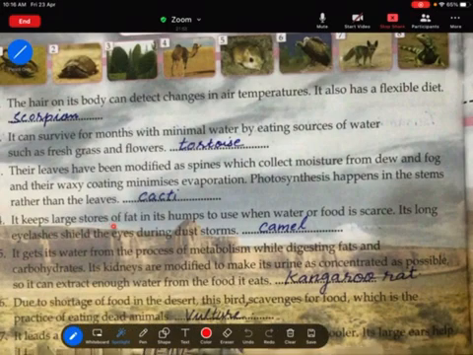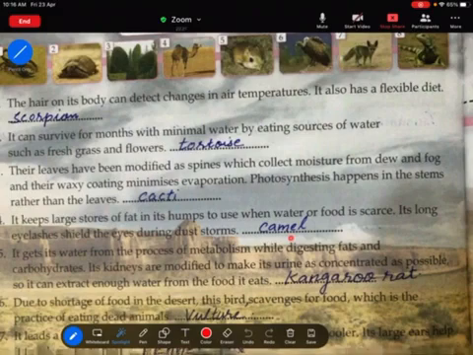Next, it keeps large stores of fat in its hump. The hump is for the camel. Humps are used when water or food is scarce. Its long eyelashes shield the eyes during dust storms. Dust storms, that is camel.